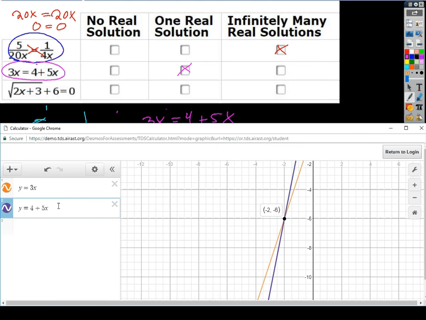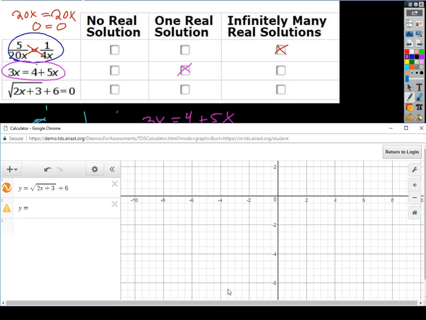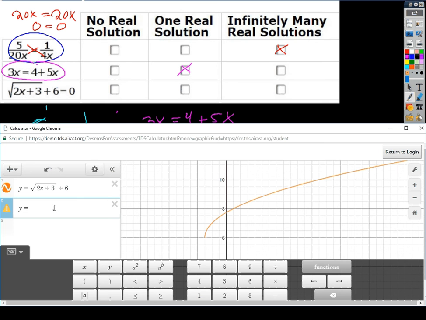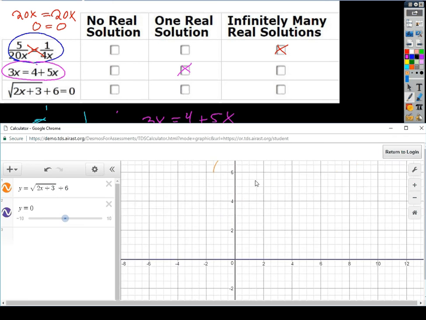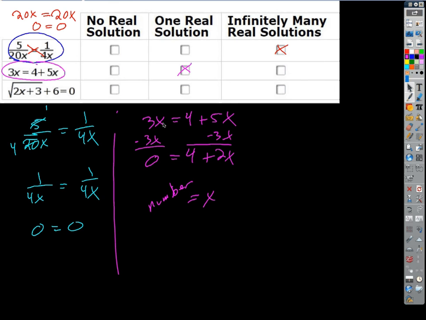Let's do this in Desmos first, and then I want to show you a way to do this not in Desmos. This is kind of the next topic. This is a little bit new. So if I graph y equals the square root of 2x plus 3, and then outside of the radical plus 6, there's the graph. If I graph y equals 0, because that's the right side of the equation, do those ever cross? So what's the answer? No real solutions. Okay, how come? Well, the graphs didn't cross.